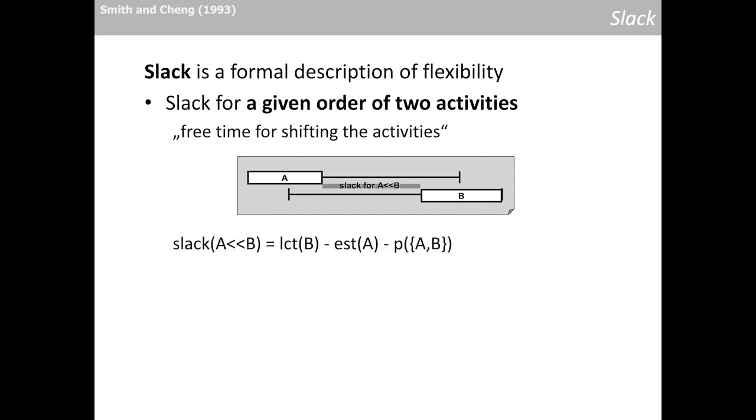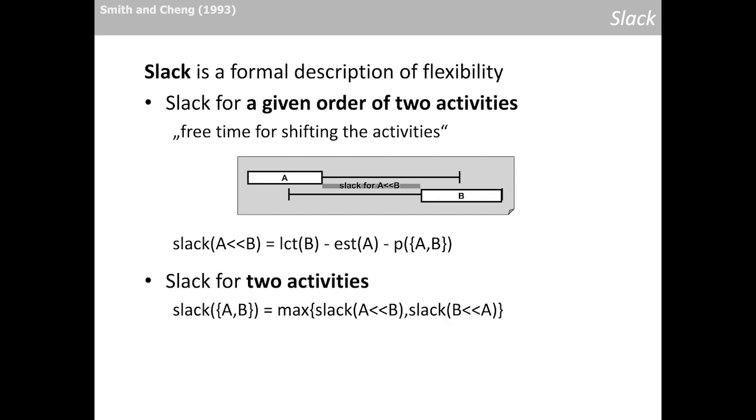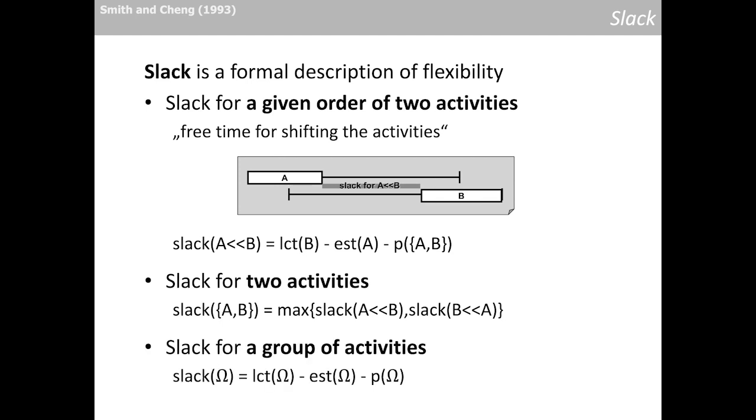So formally, we can describe slack for the ordering of activities by taking the latest completion time of the second activity minus the earliest start time of the first activity and minus the processing time of both activities. If the order of activities is not specified, the slack is defined as the maximum slack of both of these orders. And if we have a group of activities, then the slack is defined by simply taking the latest completion time minus the earliest start time of these activities, and we also remove the processing time of these activities.